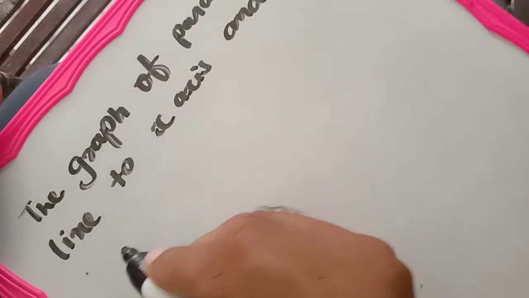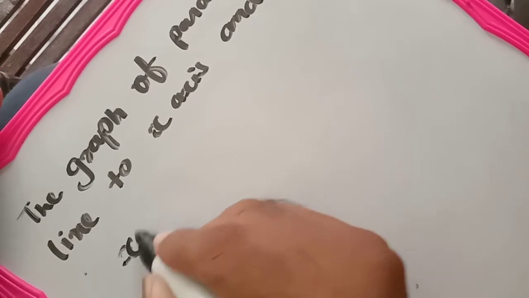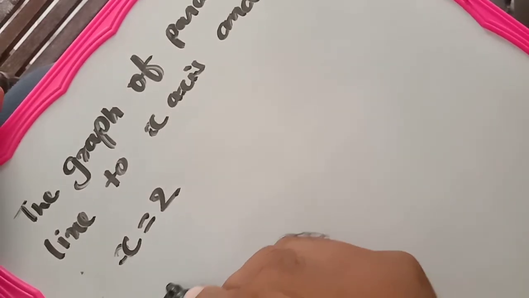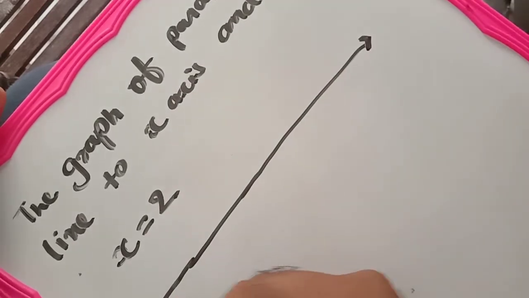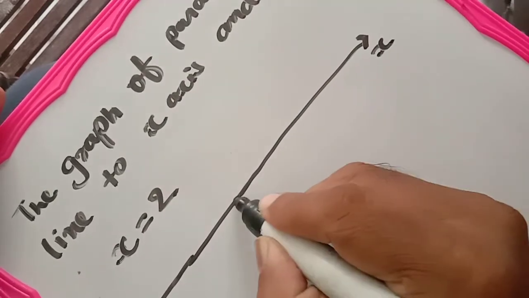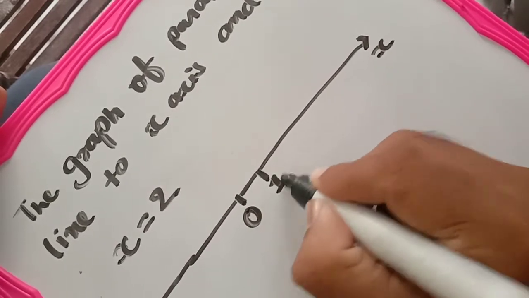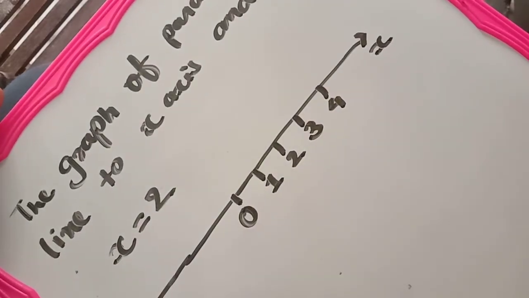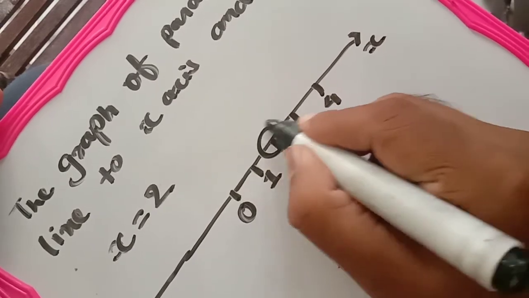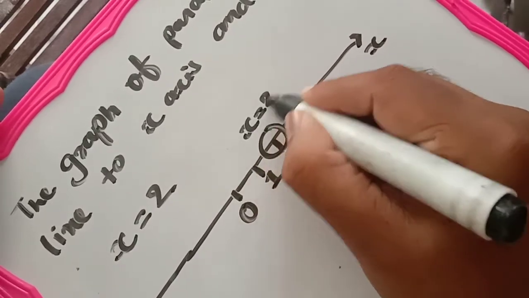So for that, let me take x equals 2. We know that x equals 2 we can represent on the number line in one dimension. On this line we write 0, and integers 1, 2, 3, 4 at 1 centimeter each. Then this point represents x equals 2.